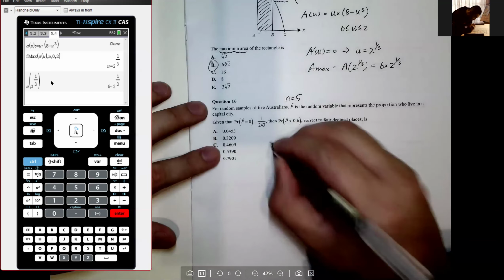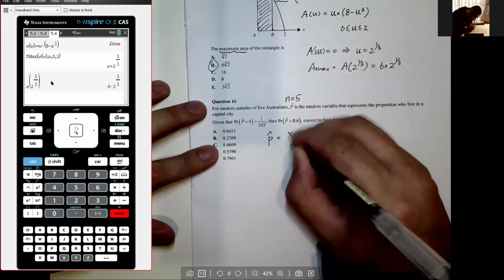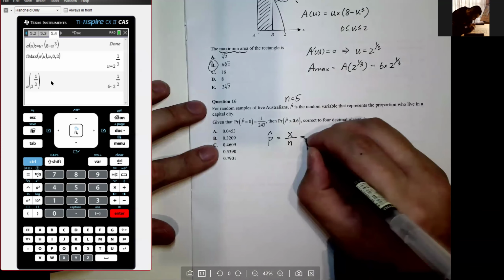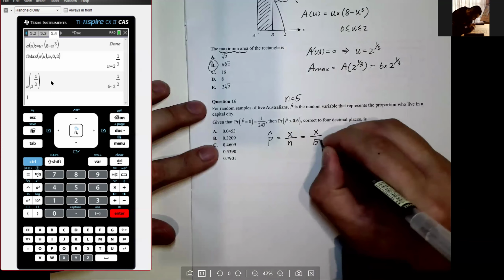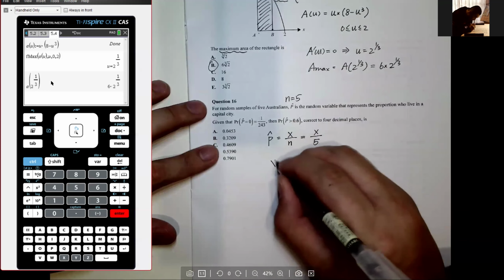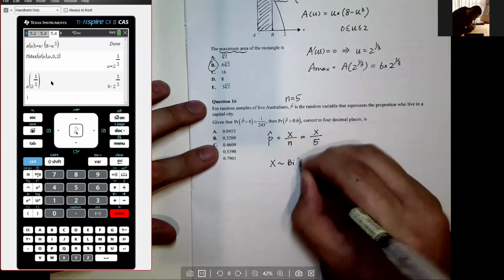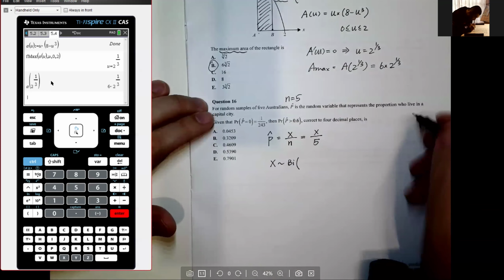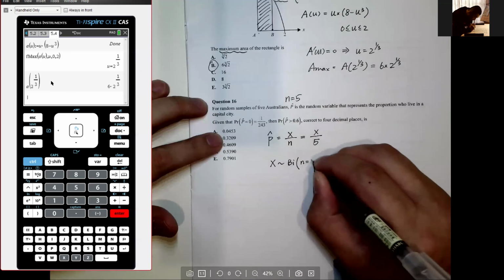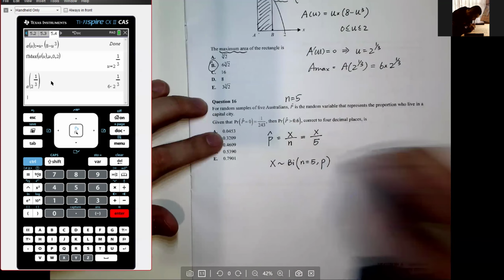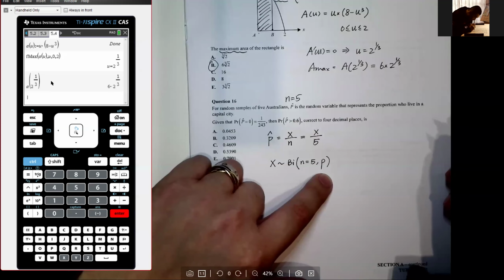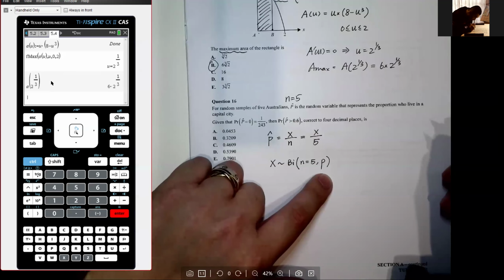So now, P hat, according to the definition, is x divided by n, and in this case it is x divided by 5. What does x mean? X means the number of people in this sample who live in a capital city. So it's a binomial with n equals 5, and p is the proportion of any person living in a capital city.